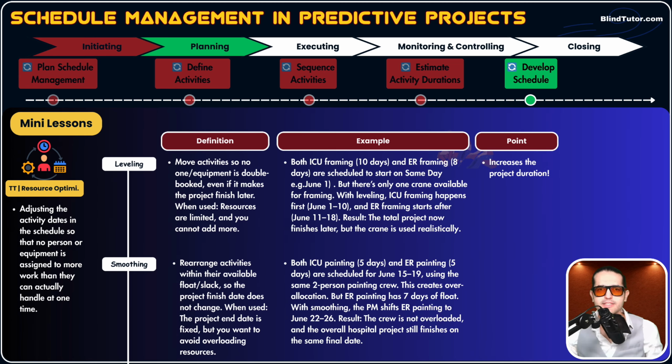Let's say both ICU painting, our first activity, which takes 5 days, and ER painting, which also takes 5 days, are scheduled for June 15th to 19th. Now, using the same 2-person painting crew, we have just a 2-person painting crew, both of these persons are assigned to do 2 activities on the same days. This is a resource limitation. One team cannot be in 2 places, ER and ICU, at the same time. Both of these activities are scheduled for June 15th to 19th.